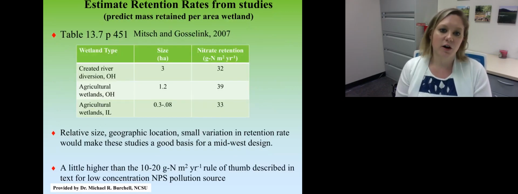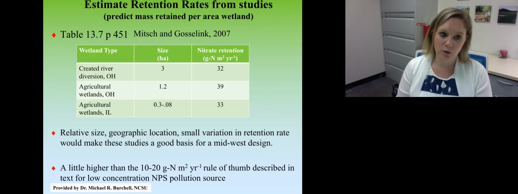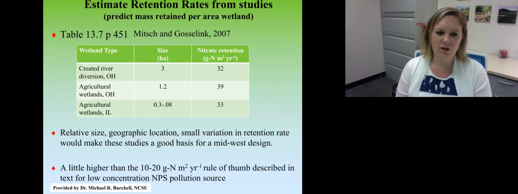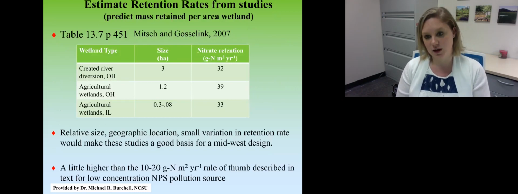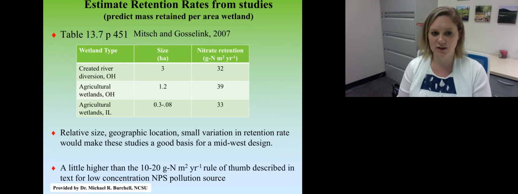Here's a table from your book on page 451. Ultimately, it's showing you the different size wetlands. These are all from Midwestern areas, and the nitrate retention in grams of nitrogen per meter square per year, and kind of what you can anticipate.